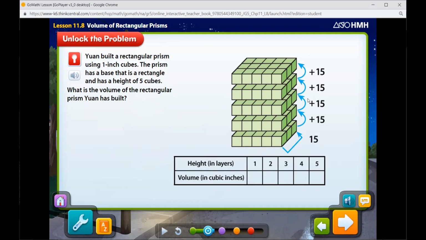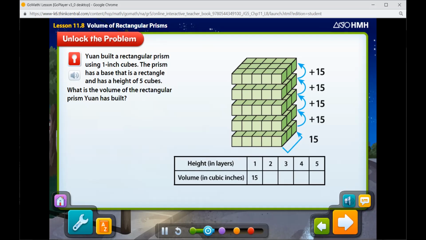The other layer, 15. I take all the volumes and I add all the volumes. This is the volume of a rectangular prism. I take the volume of all the rectangles and then I add them. There are 5 layers in the prism. You know that one layer of the prism has 15 cubes. Now we can complete the table by adding 15 cubes for each additional layer.